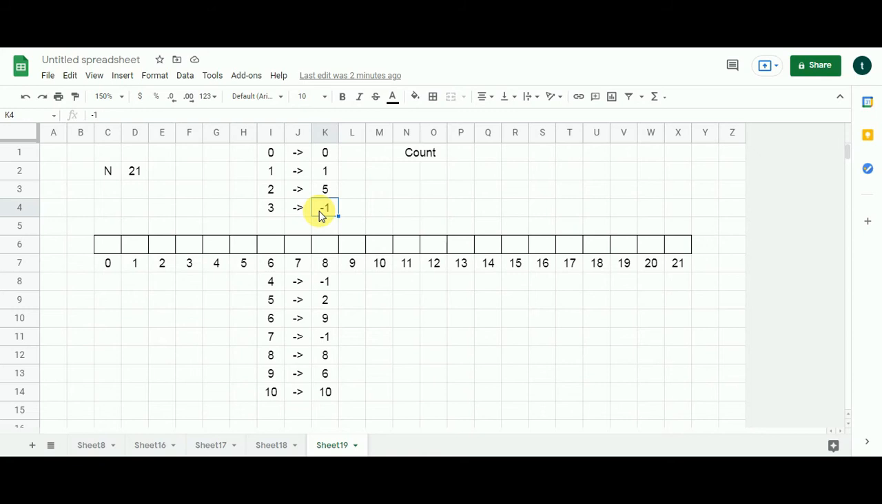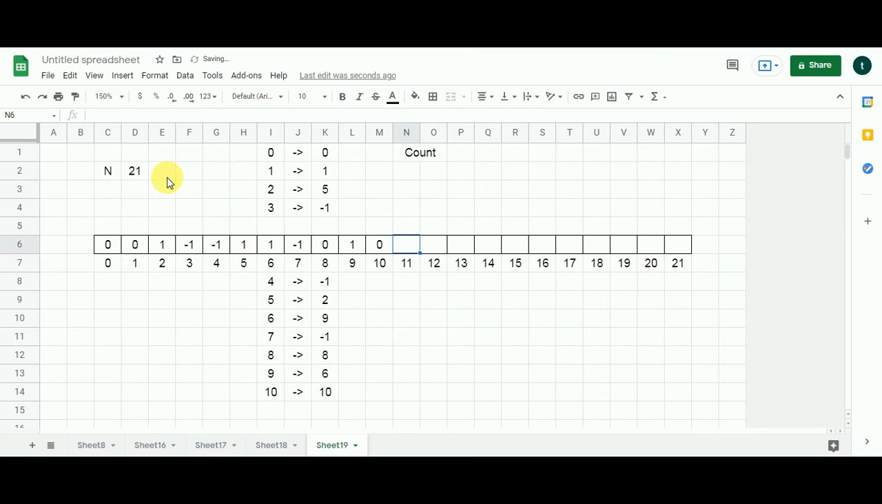So for 0, I place 0 in the cell. For 1, I place 0 again. For 2, I place 1. For 3, I place -1. For 4, I place -1. For 5, I place 1. For 6, I place 1 again. For 7, I place -1. For 8, I place 0 because it changes to 8 only on rotation. For 9, I place 1. For 10, I place 0.